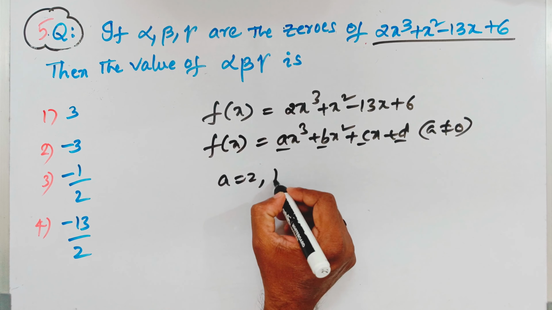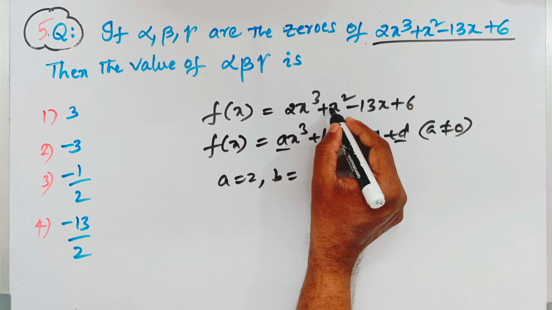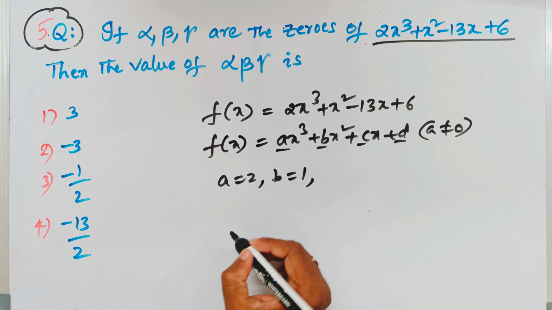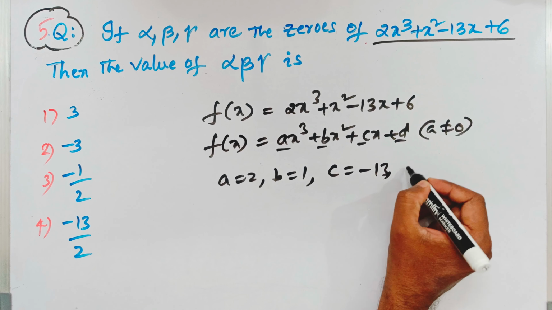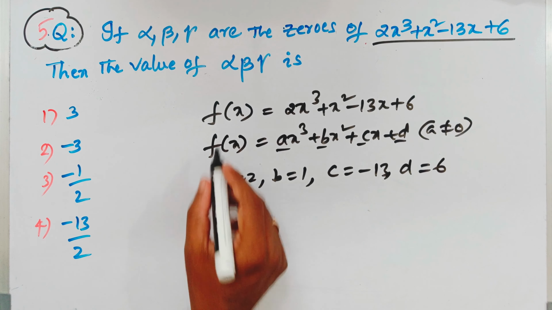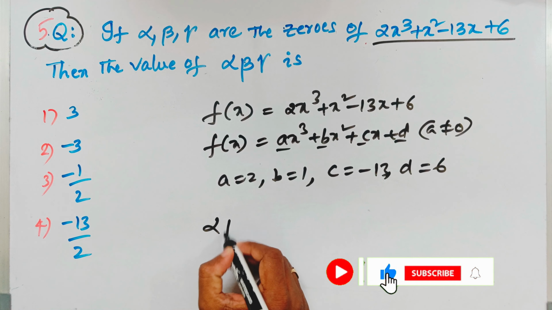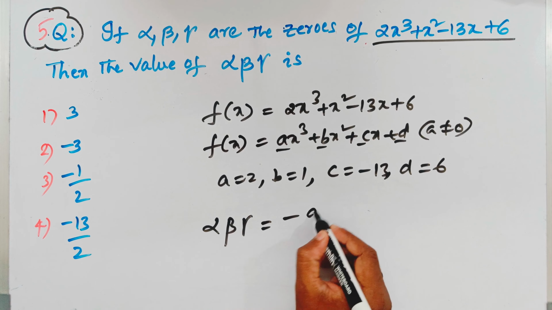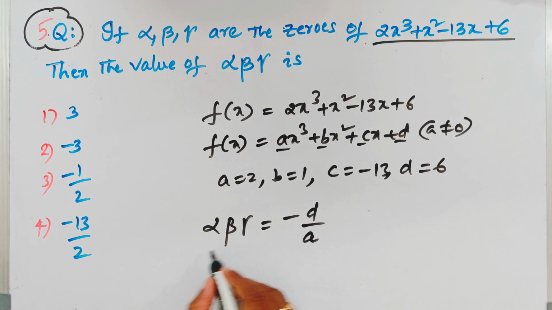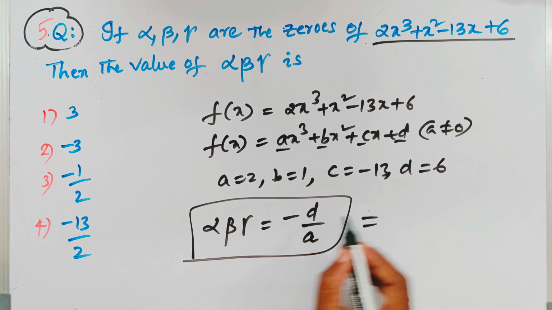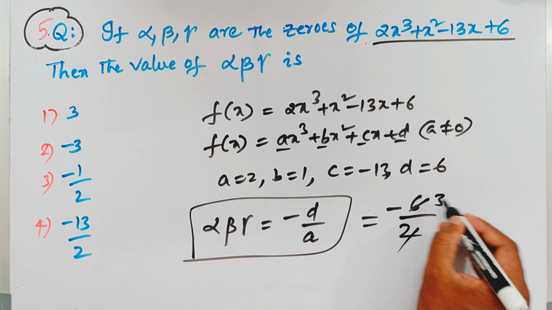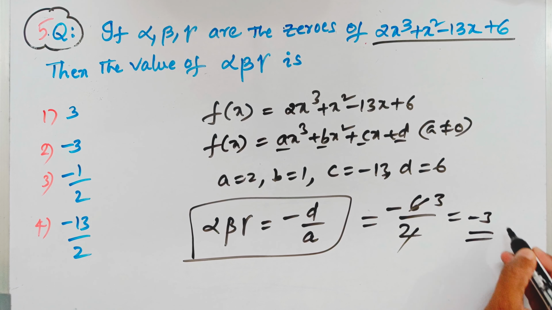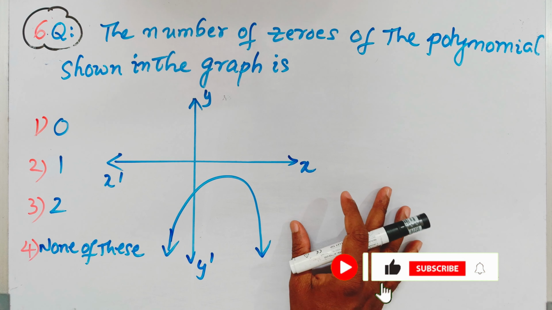A is equal to 2, b is equal to 1, since there is no factor written, 1 is the coefficient. C is equal to minus 13, d is equal to 6. So we want the product of the zeros, alpha beta gamma, which is equal to minus d by a, our formula. That is equal to minus 6 by 2. Two ones are two, two threes are six. That is equal to minus 3, which is our answer. So option 2 is the correct answer. This type of question is very important.